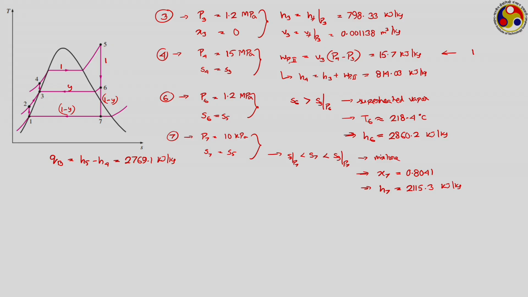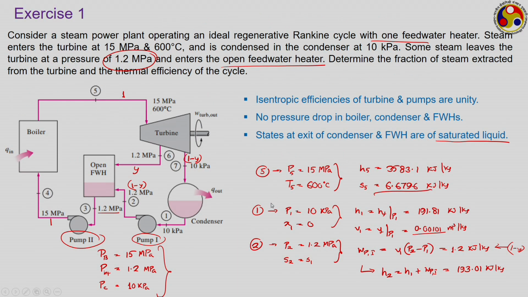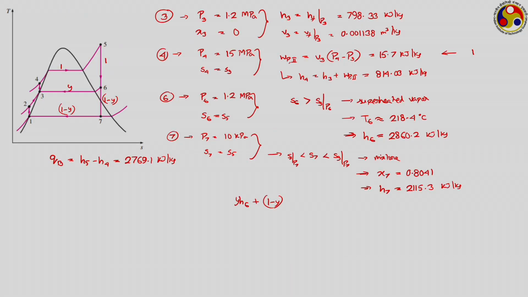Of course, we can perform an energy balance over the feed water heater. So, over the feed water heater, if we perform an energy balance, then we can easily write y into H6 plus 1 minus y into H2 to form H3. Just look at the feed water heater. It is receiving bleed stream of mass fraction y with state 6 and condensate with mass fraction 1 minus y with state 2 and forming state 3 with the complete mass. We already know the values of H6, H2 and H3, all are there on the slides.